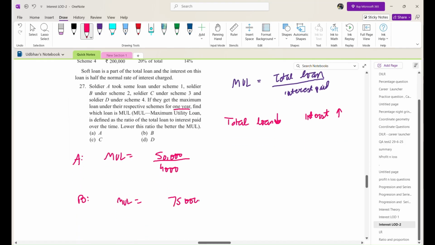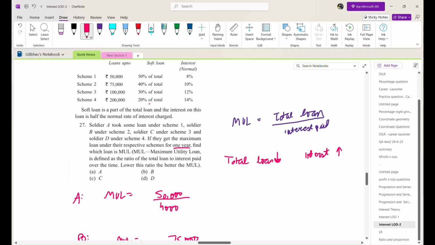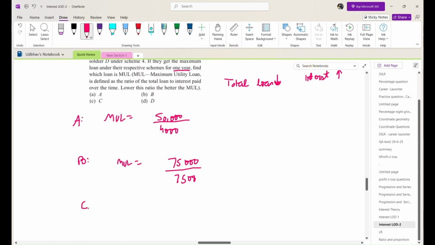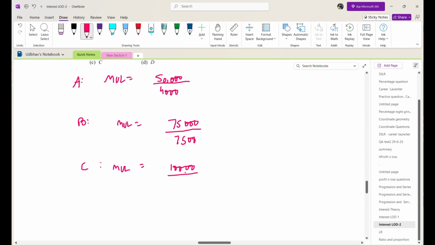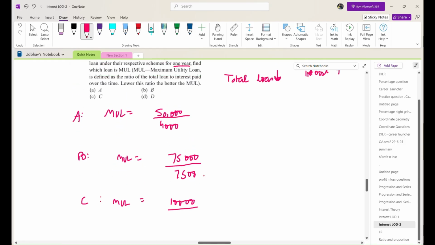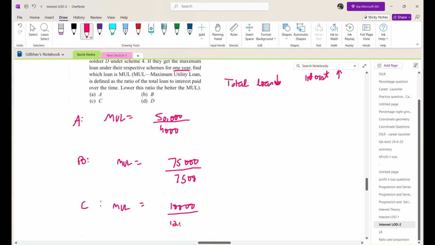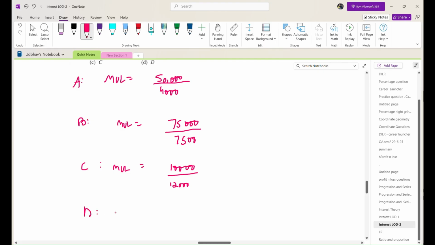It will be 75,000 upon 10% of 75,000. 10% of 75,000 is 7,500. C, MUL, it is 1 lakh upon... this 1 lakh is too big now. This is literally double of this already, but the interest is not going that high, but the numerator is going double. But still, let's calculate the interest. It is 12% on this, so that will be 12,000 rupees, interest of 12,000 rupees.